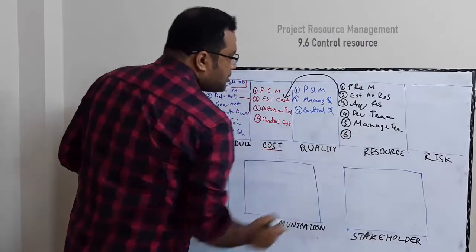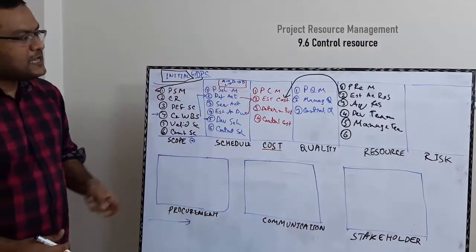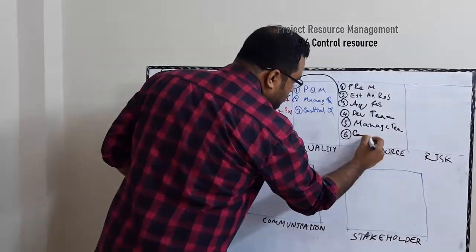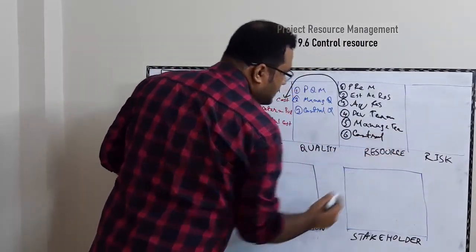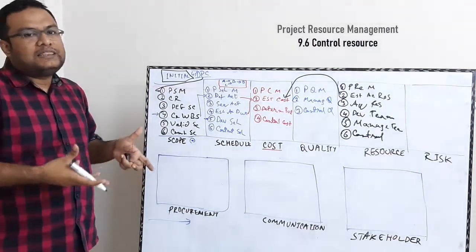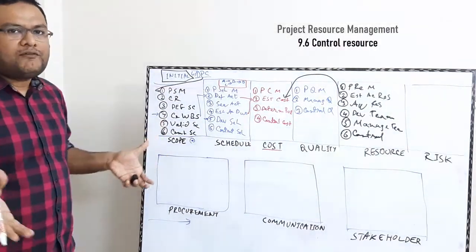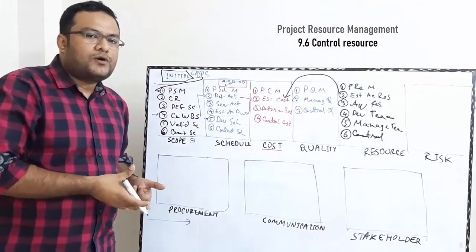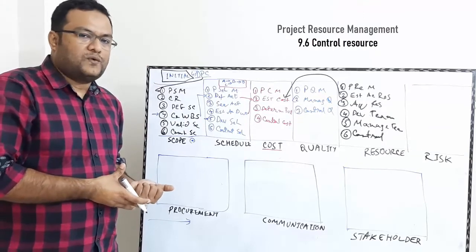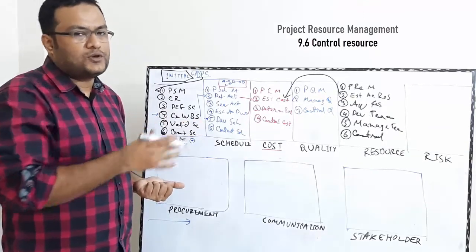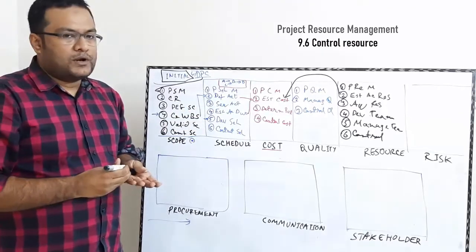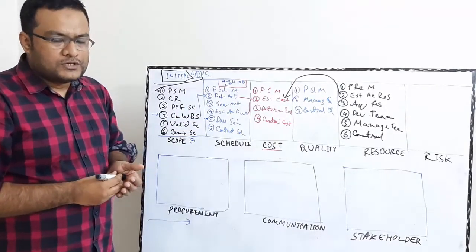The last process in project resource management is control resource. In control resource, you make sure that the resources that were planned are available. So if you have planned for a meeting room for your team members to sit and work in for one week, you make sure that you have that room. You make sure that the tool you have requested is on board. This is what you do in your control resource process.